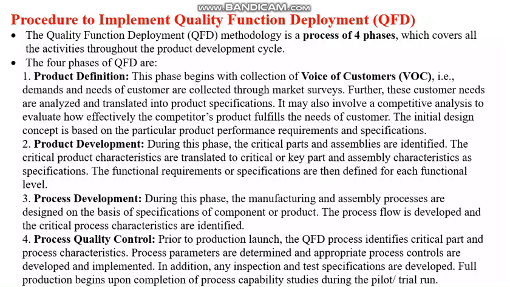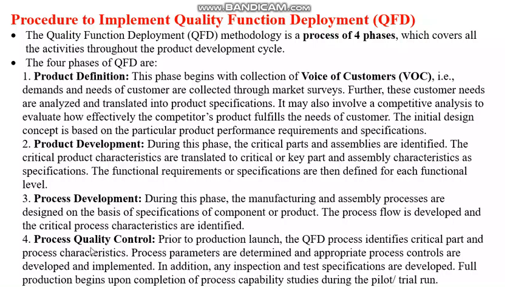Okay, the third stage is the process development. In this phase, the manufacturing of the individual parts and assembling those parts. Manufacturing processes and assembly processes are designed on the basis of specifications for the components. Then the process flow is developed and the critical process characteristics are identified. Process characteristics are identified here.